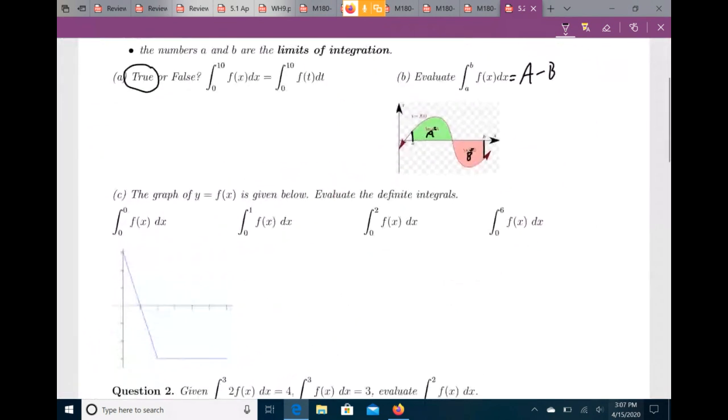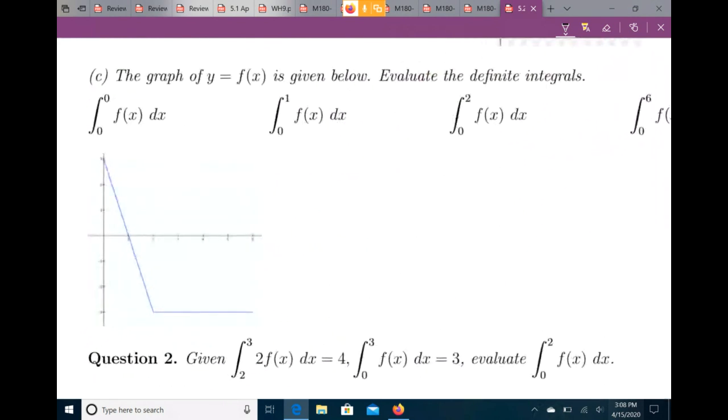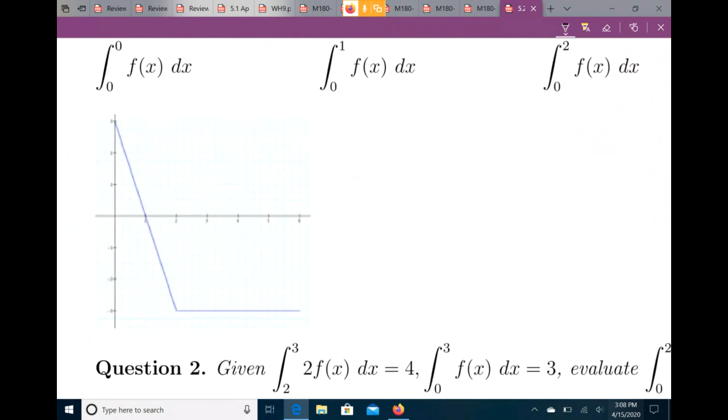Right, so let's do another example. Here we're given a graph of some function f of x, and we're going to evaluate these integrals. You can't really see it that well. All right, let's look at the second one.